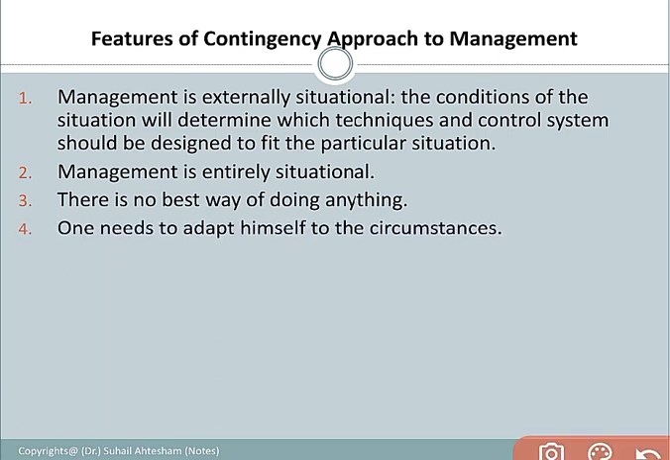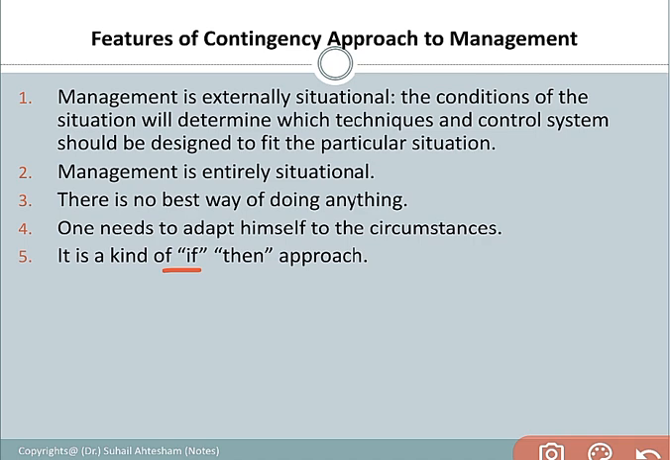One needs to adapt himself to the circumstances, right? According to the circumstances, all the factors of production have to work together, coordinate together, and the manager also has to look after all these factors and work in a smooth manner for the achievement of organizational goals and departmental goals in the organization.